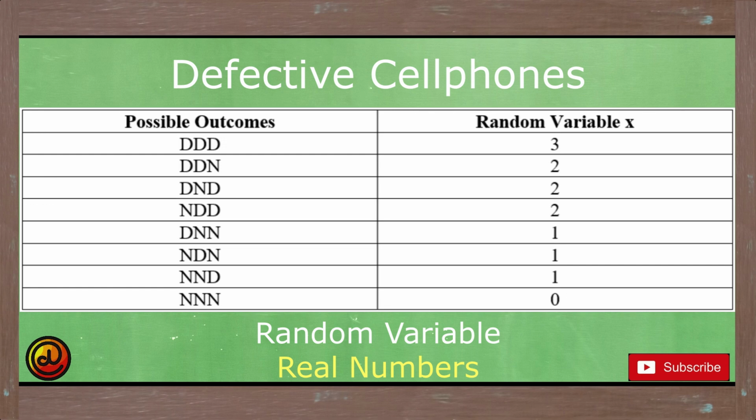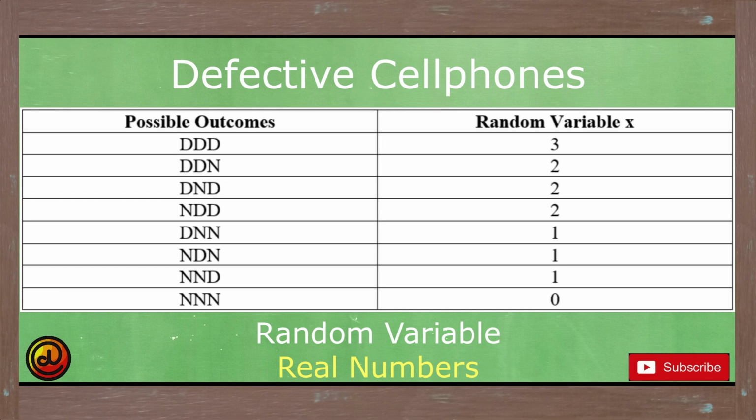Random variable is the function that associates a real number to each element in the sample space. Therefore, if we are going to denote random variable X as the number of defective cell phones, capital letter D, the random variable of the first possible outcome is 3, and then 2, 2, 2, 1, 1, 1, and 0.